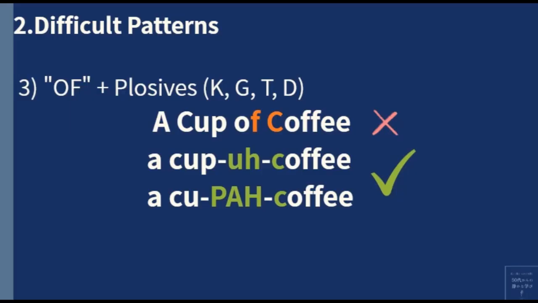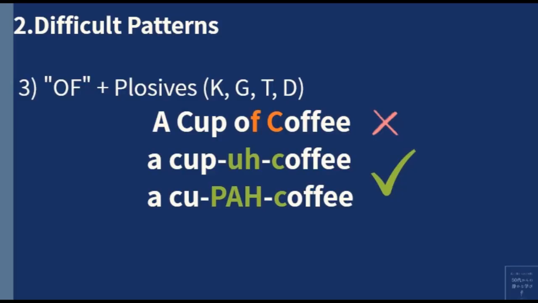Moving on to the last one, "of" followed by plosives. Don't let the linguistic term scare you. Think of plosives as mini air explosions inside your mouth, like k, g, t, d. The problem is trying to fit a V sound right before a sharp stop. A plosive blocks your airflow twice. This makes your speech sound choppy. Think of the famous phrase, a cup of coffee.